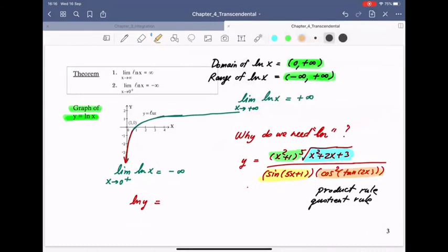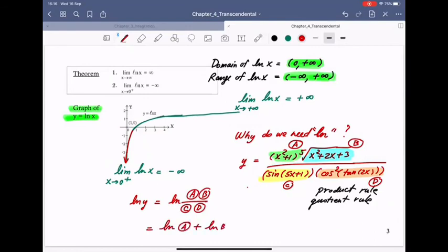Different color. This is your a, this is your b, this is your c, this is your d. And then on the right hand side, you're going to have log of a times b over c times d. Then when you use the property of log, it's going to be log a plus log b minus log c minus log d, and log y here.